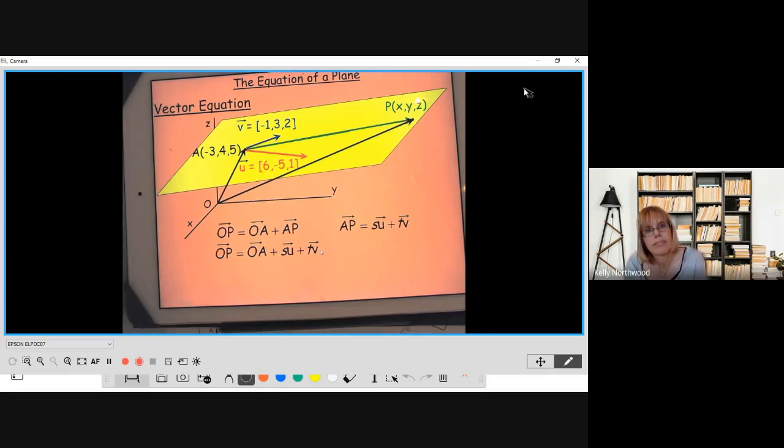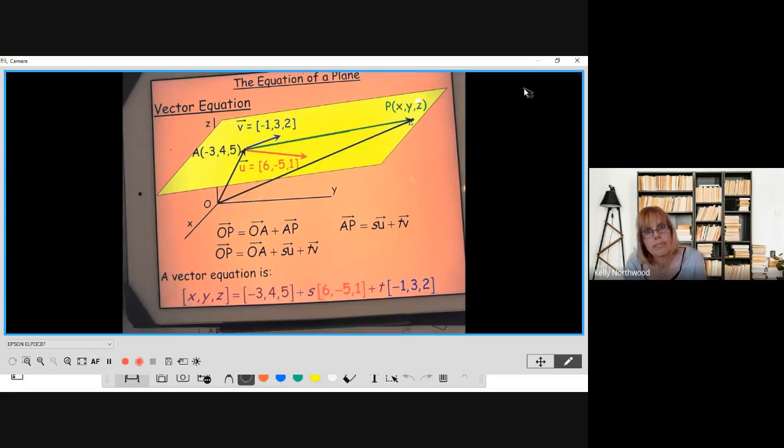And so this is in general what the structure of a vector equation looks like. This is how we would write our vector equation. This is just the structure. Now, OP is a vector that goes from the origin to this arbitrary point x, y, z. So this OP vector would be the vector x, y, z.